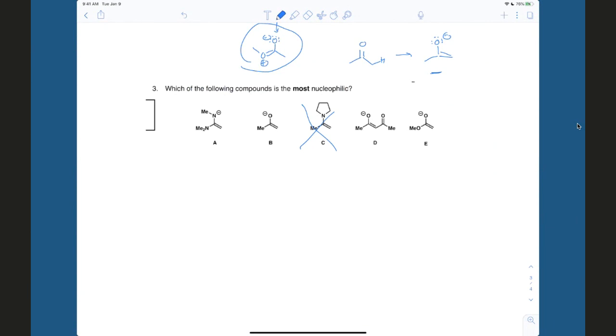Esters aren't reactive to nucleophiles. In this case, we're saying that each of these molecules would be the nucleophile. And since esters are harder to deprotonate, this will be more basic and more nucleophilic than a normal ketone.